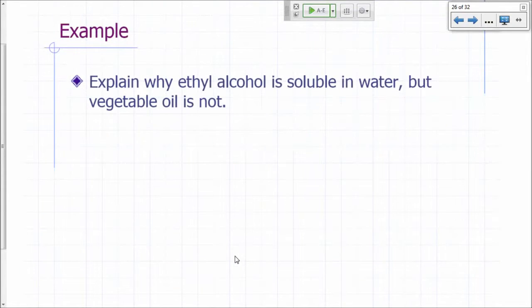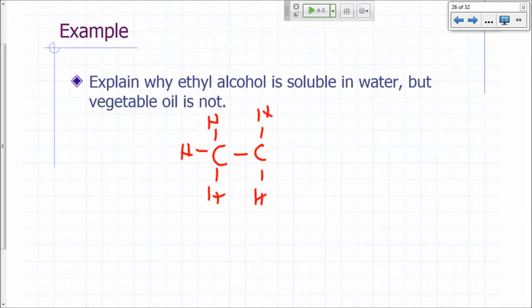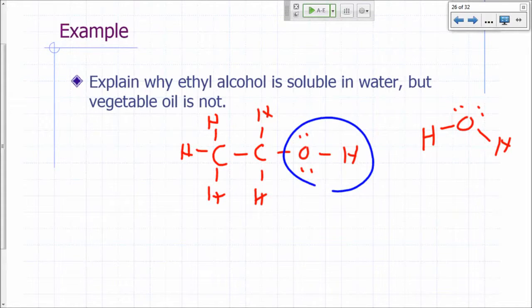So how do you explain why ethyl alcohol is soluble in water but vegetable oil is not? Ethyl alcohol, this is the structure of ethyl alcohol. Can you see how that's very similar to water molecules? They're capable of hydrogen bonding interactions with water molecules. So they can blend in, you might say, among the water molecules. Okay? So they can mingle easily with water molecules.